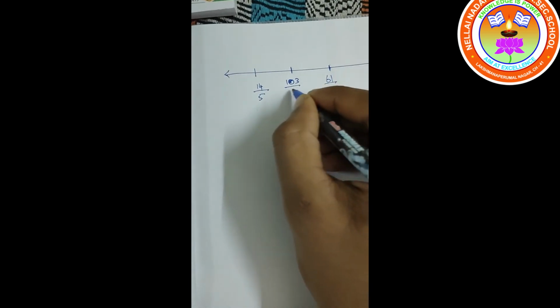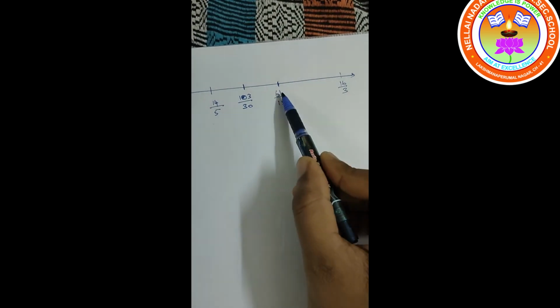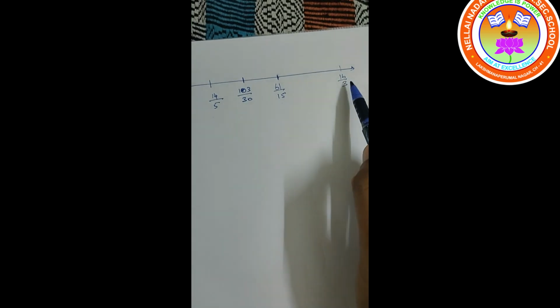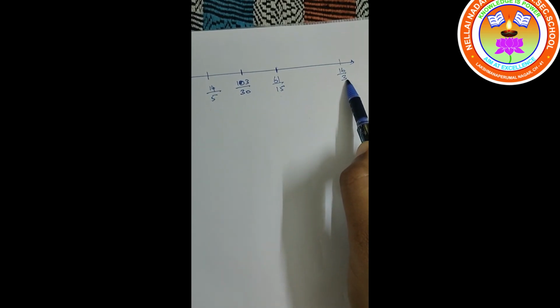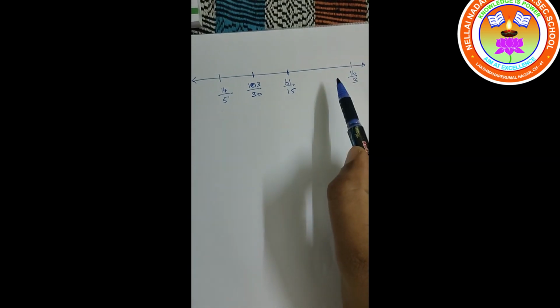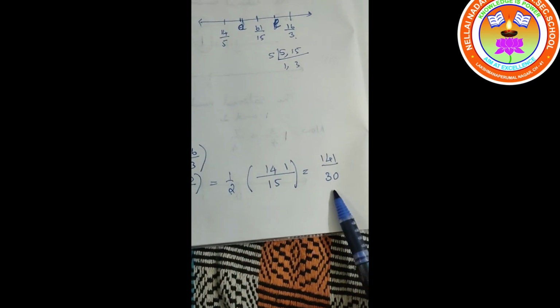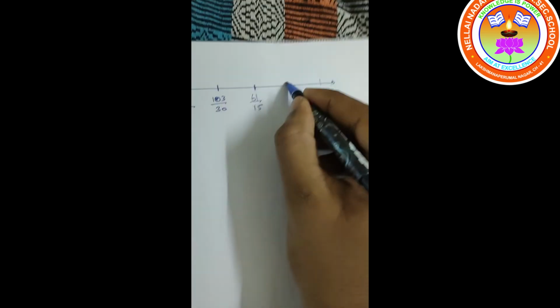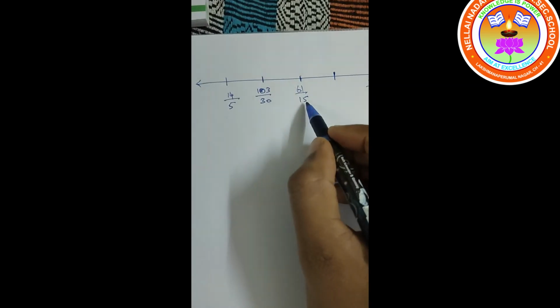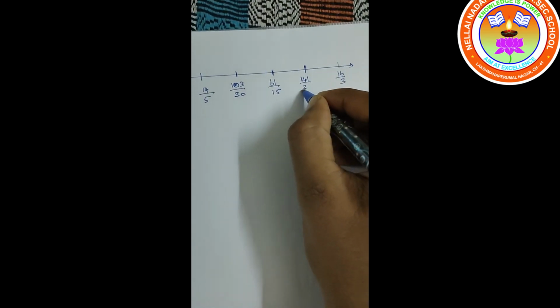Next we found the exactly middle number between 61 by 15 and 16 by 3 by using the average method. The average method is nothing but you add both numbers and divide by 2. That formula we know already, that is C is equal to 1 by 2 into A plus B. We got the answer 141 by 30. So that is also exactly the middle number between 61 by 15 and 16 by 3. This is 141 by 30.